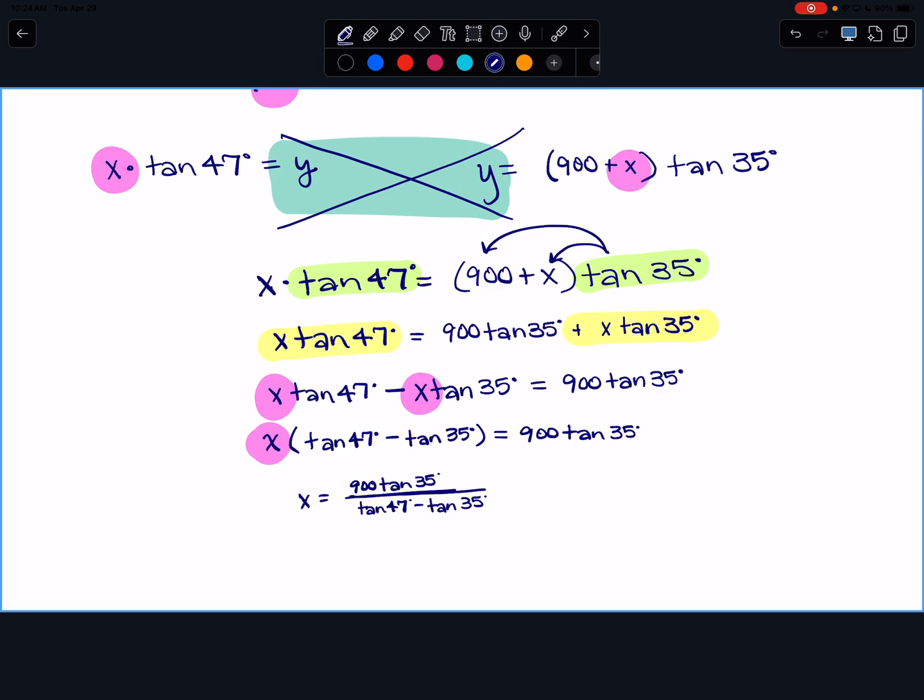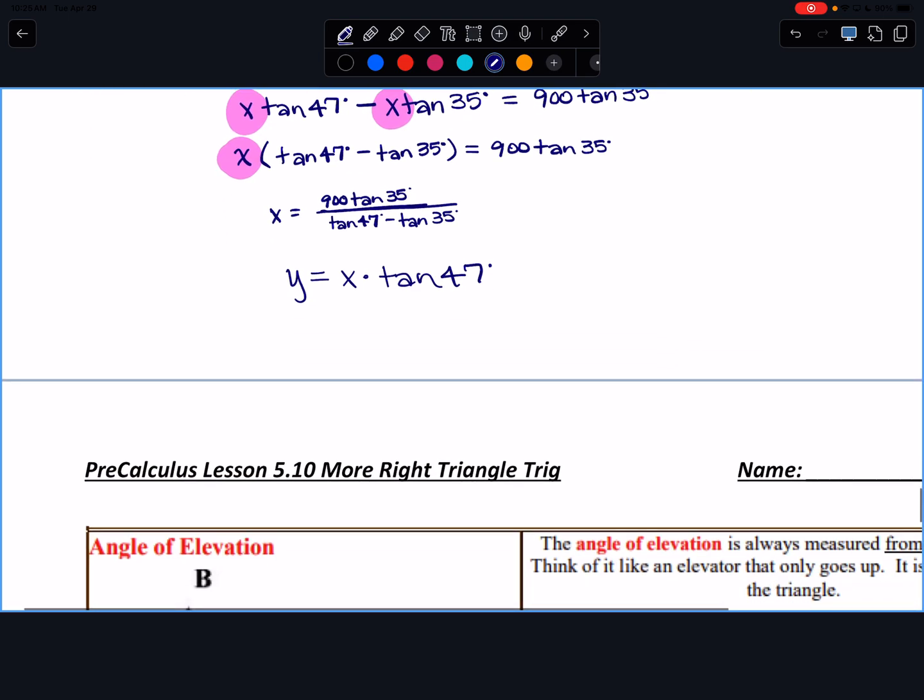So look, I'm going to choose this first equation, which said y equals x times the tangent of 47. Why do you think I chose that one instead of the second one? It has extra details like that 900 plus x times tangent of 35. Yeah. But you can choose whichever one you want because now that you know x, you can just plug that straight in.